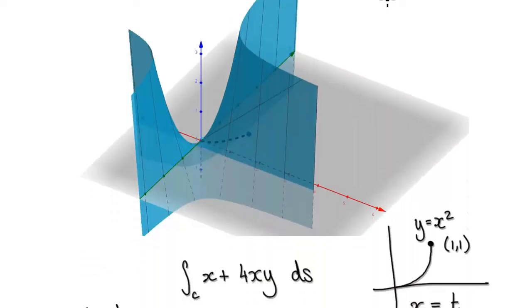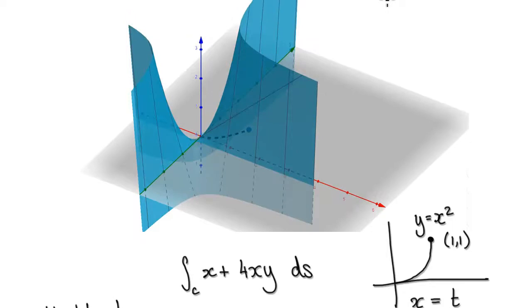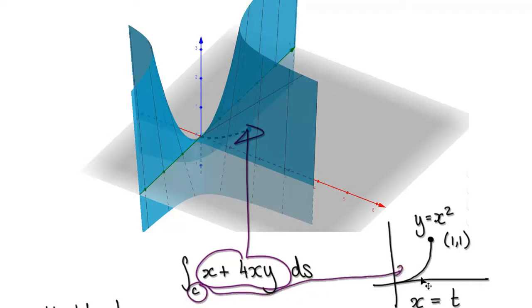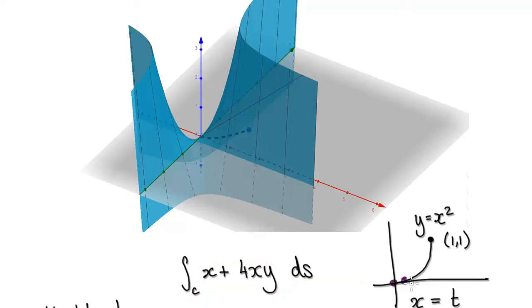In this video we're going to work out the line integral of this surface along this path. So the particle starts at the origin and then it moves along like this.